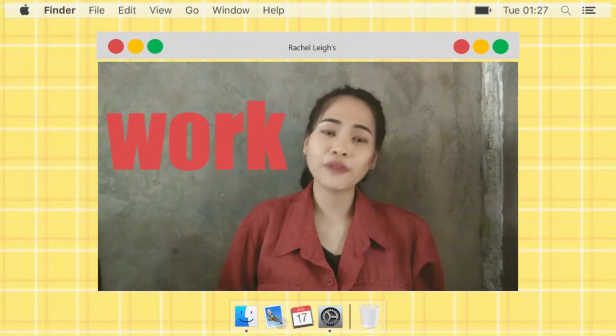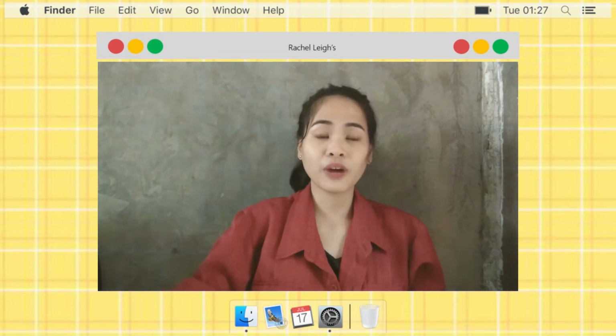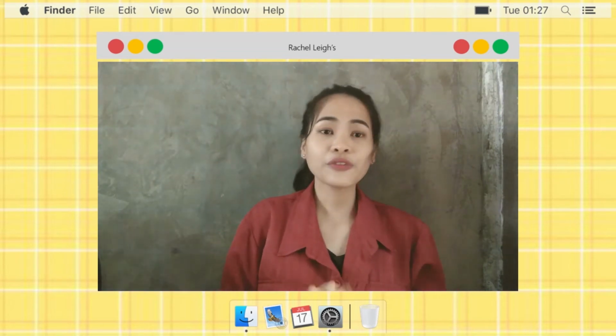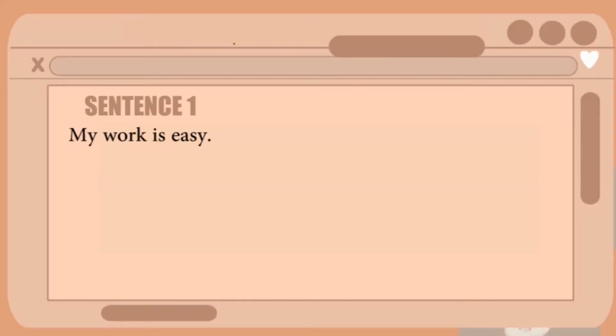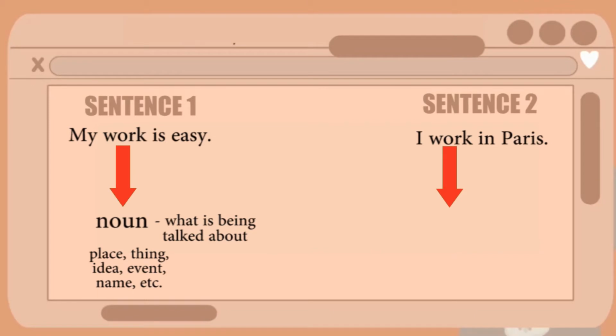The word work can function as a noun and a verb, which are parts of speech. For the first sentence, my work is easy. Work functions as a noun because a noun talks about what is being talked about in a sentence. It can be a place, thing, idea, event, name, or many more. For the second sentence, I work in Paris, work functions as a verb because a verb talks about a state of being or an action.